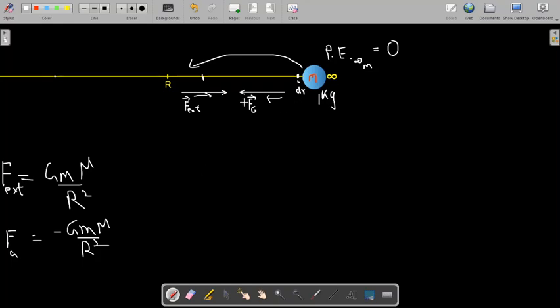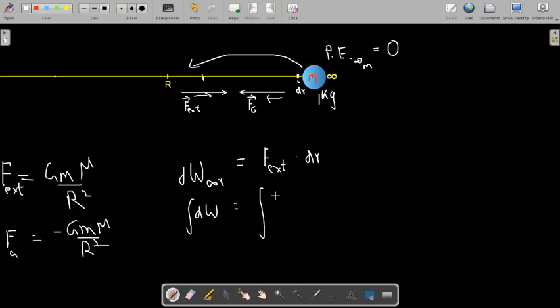So this will be the work done, from infinity to r. A very small change in the work done is given by the external force times dr. That's a very small part of the work done. If you were to integrate this, that just means the total work done by the external force for bringing the mass m from infinity to r.